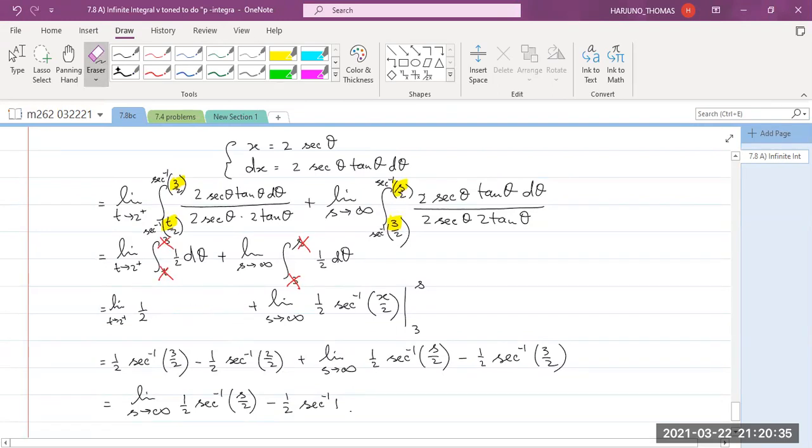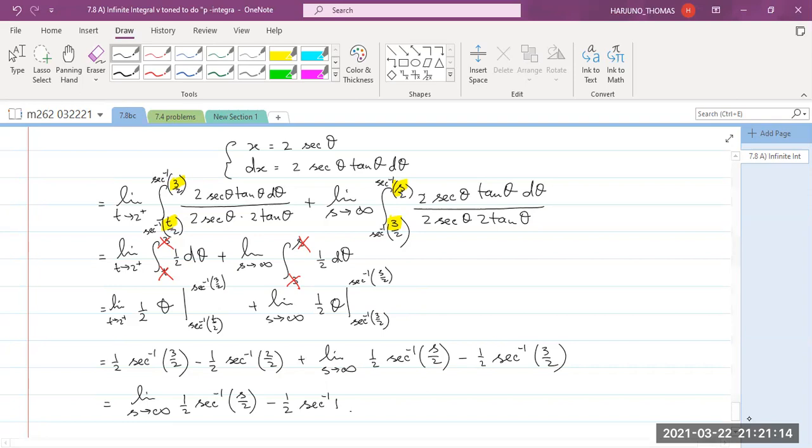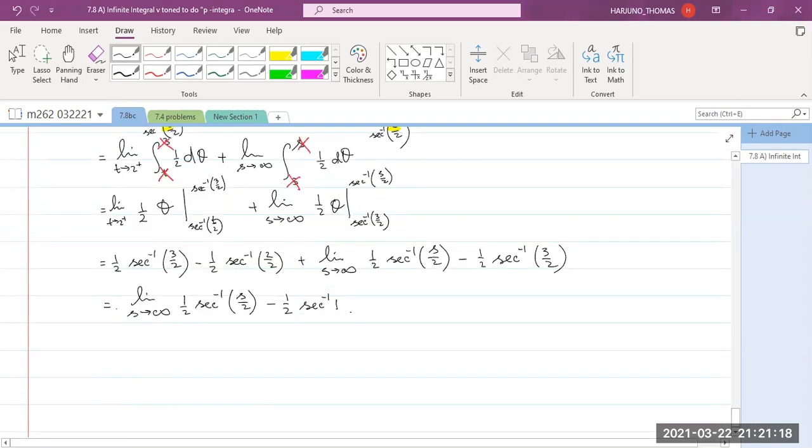So it's supposed to be theta from secant inverse of t over 2 to secant inverse of 3 over 2. And the one here is supposed to be 1/2 theta from secant inverse of 3 over 2 to secant inverse of s over 2. But what is secant inverse of infinity? When will secant be infinity? At pi over 2, right? So this is 1/2 times pi over 2 minus 1/2 times secant inverse of 1, which is 0. So the answer is pi over 4.